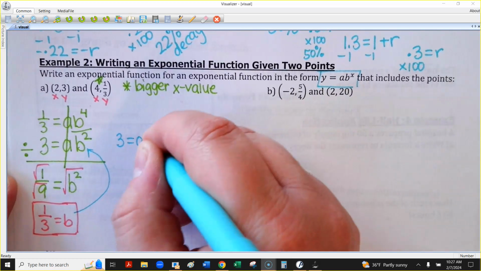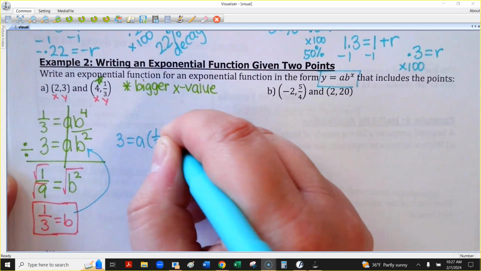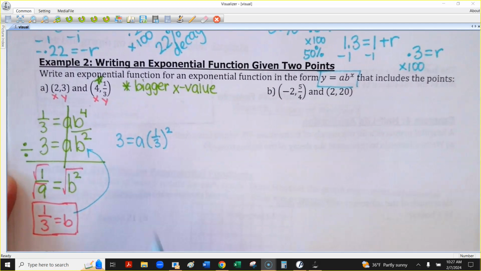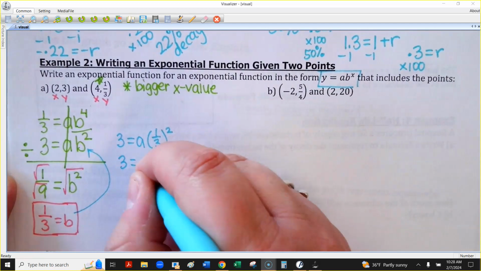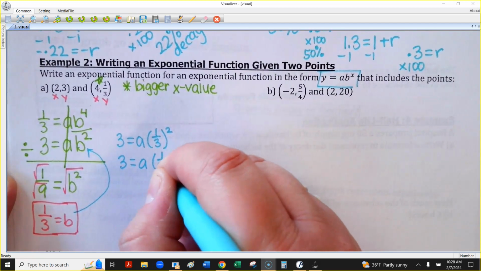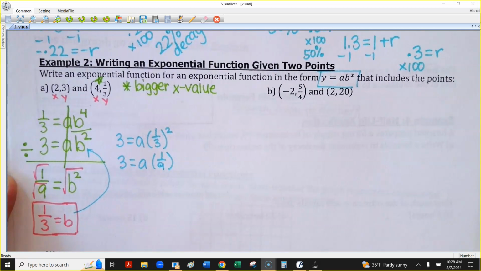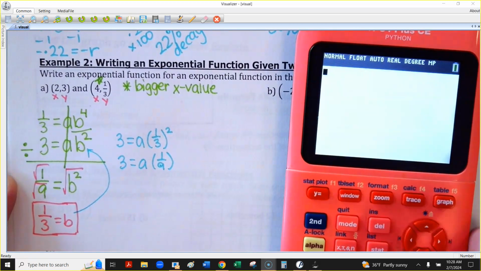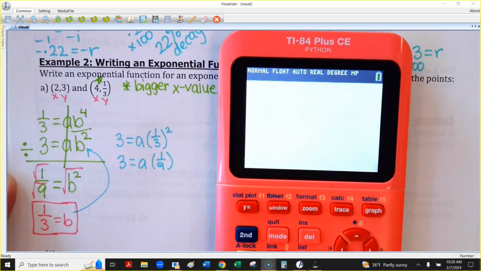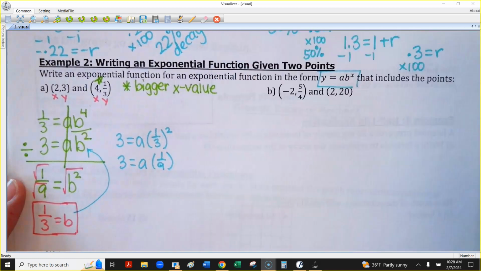Now I know the b value is 1/3 squared. So this would be a times 1/9, and I'm just going to divide both sides by 1/9 to get the a value. So I'm just going to take my numeric calculator. I'm going to take 3 divided by, I'm going to put 1/9 in parentheses, and it's actually the same as multiplying by 9, so it's going to be 27 for your a value.